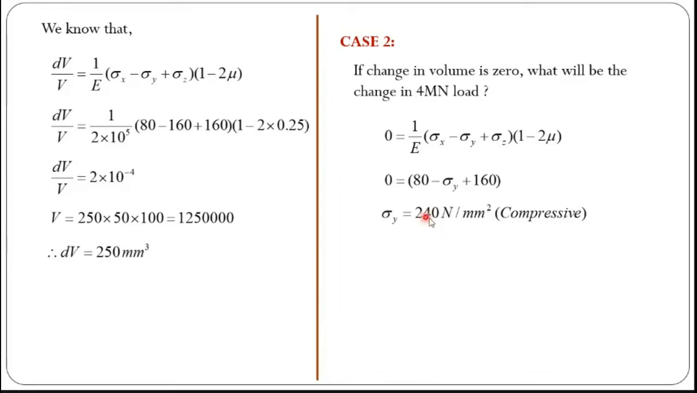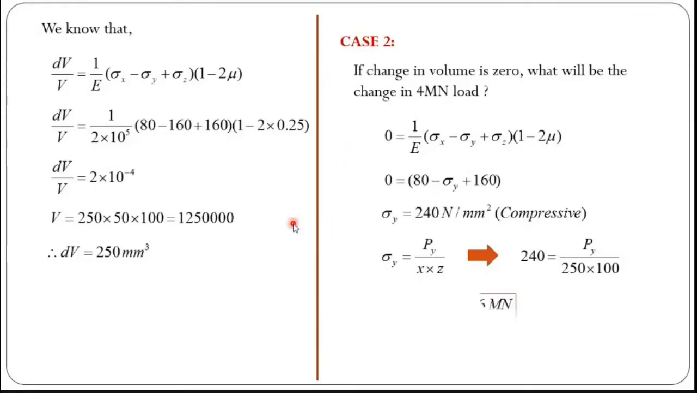If I get a negative sign, it means opposite direction. Since I am getting a positive sign, it is the same direction. Already I assumed minus. Since I am getting a positive sign, it means same direction. So it is 240 compressive. Now let us identify what is the load. We know that Py by x into z is your stress. Substituting it, 240 is equal to Py divided by 250 into 100.